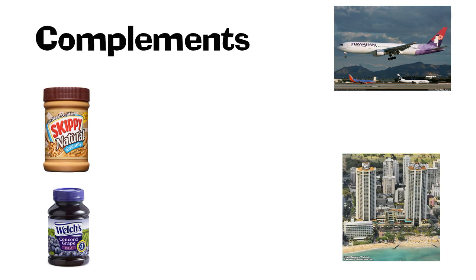Complements. Complements are things that go together, that you buy together. Peanut butter and jelly are complements. A plane ticket to Hawaii and a hotel room in Hawaii are complements. Usually you don't fly to Hawaii and not stay in a hotel, or rent a room on Waikiki if you don't have an airline ticket to get to Hawaii.